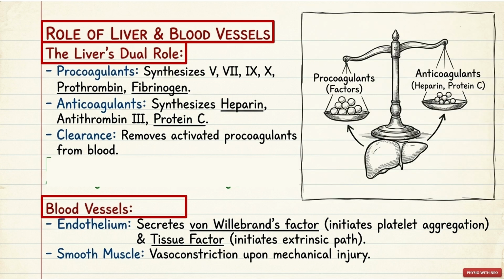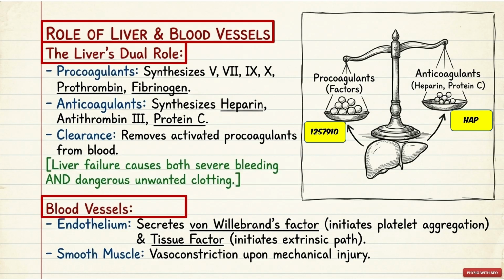So remember, the liver produces both procoagulants, that is factors 1, 2, 5, 7, 9 and 10, as well as anticoagulants like heparin, antithrombin 3 and protein C. You can remember this with the mnemonic HAP. So at the end, liver failure causes both severe bleeding as well as dangerous unwanted clotting.